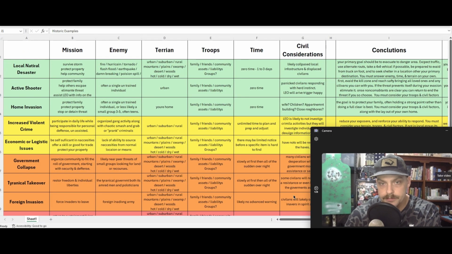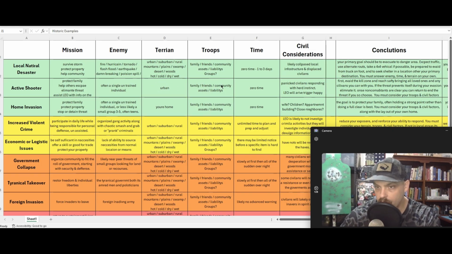Next, active shooter. Your mission: protect family, help others escape, eliminate the threat, and assist law enforcement officers with information before they get there, right? Enemy: often a single, untrained individual. Terrain: typically it's urban, right? They're going to be somewhere where there's a lot of people. That's going to be an urban setting.